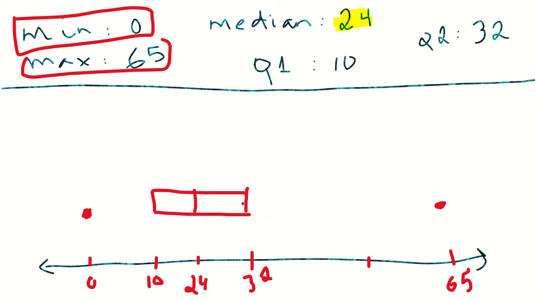And now the whiskers part of it. From this box, we go all the way to the end to that dot, and from this box, we go all the way to the end to that dot. And there's our box and whisker plot for the minutes that Josie read.